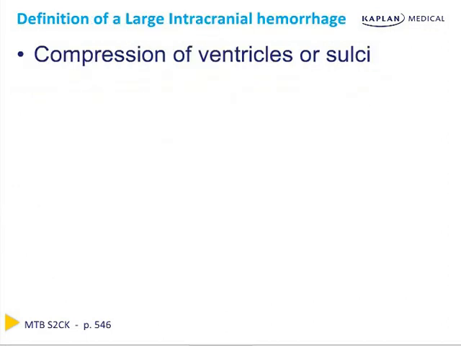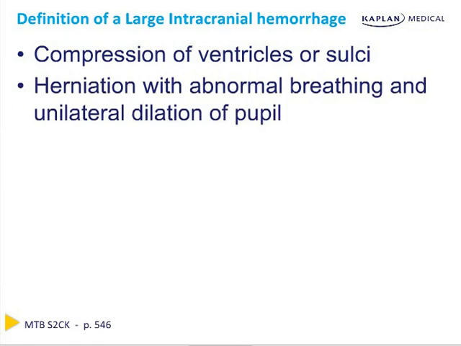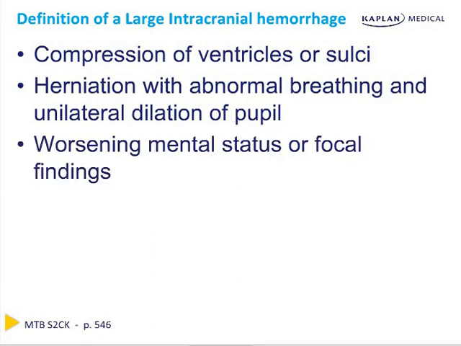Now, what are the three hallmark components to define a large intracranial hemorrhage? Well, first, if there's any compression of the ventricles or sulci, if there's herniation with abnormal breathing and a unilateral dilation of the pupil, and lastly, if there's worsening mental status or some focal finding on the neurologic exam.